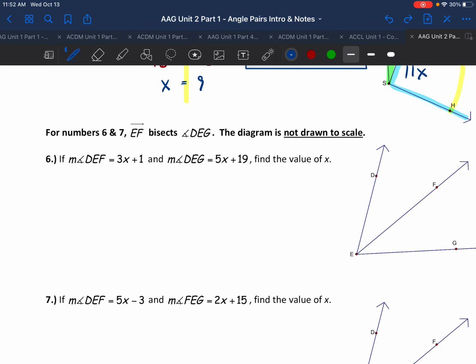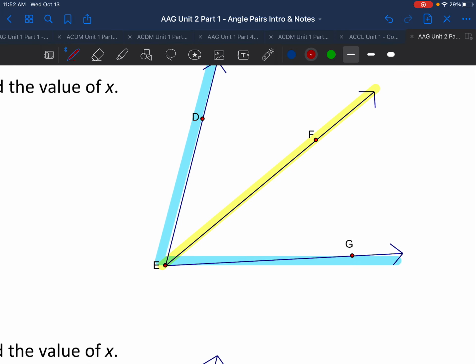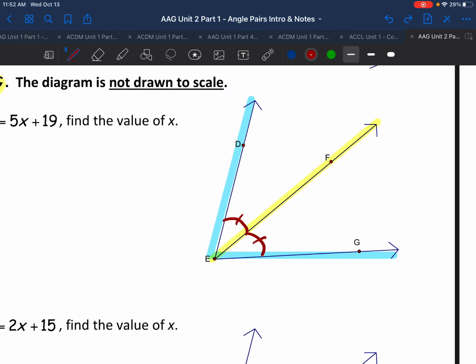So very, very importantly, they're telling us ray EF bisects angle DEG. So let's go find it. Here's ray EF. Here is angle DEG. So that ray is splitting the larger angle into 2 equal parts. So one more thing I want to do with you here is I need to remind you guys, we always have to mark our angles equal when we have a bisector. So this part and this part should be equal, should be the same. All right, let's go label.